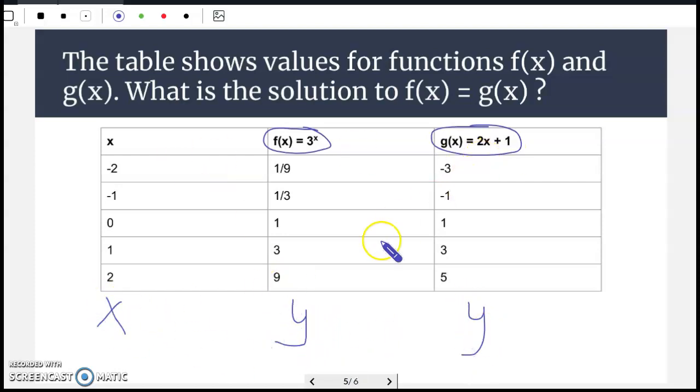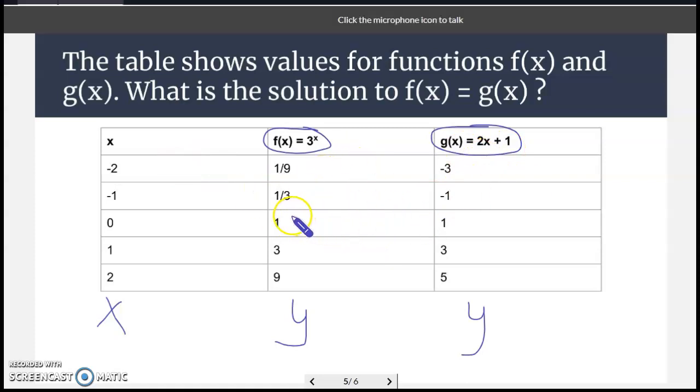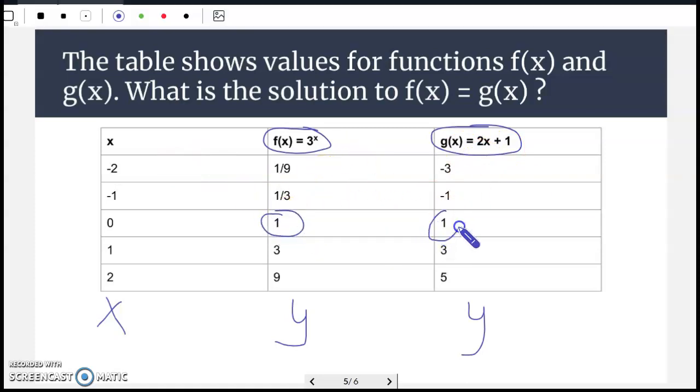And what are the solutions? Look and see where the y values are the same. Notice the same here at x equals 0 and here at x equals 1. At x equals 0, the two y values are 1. At x equals 1, the two y values are 3. So we're going to say the solutions are x equals 0 and x equals 1.